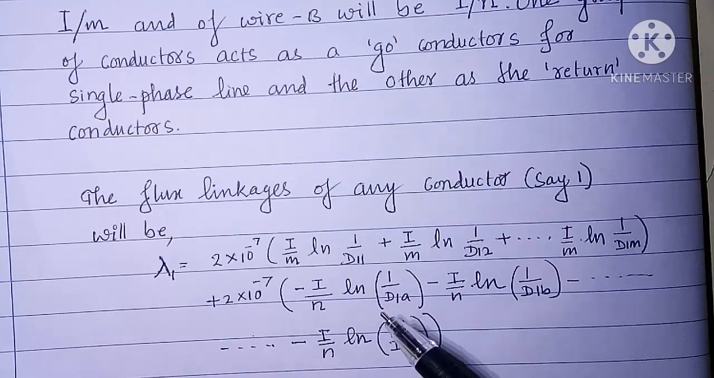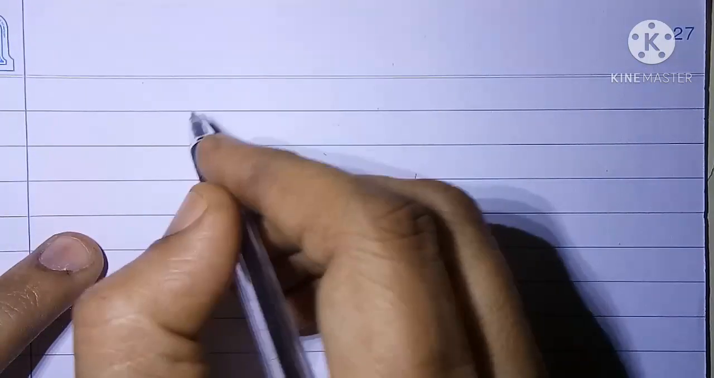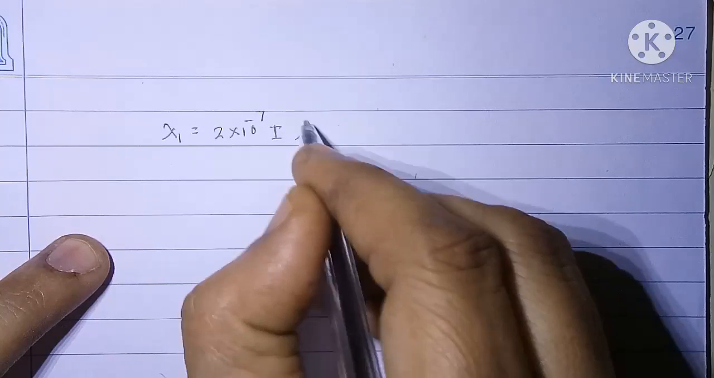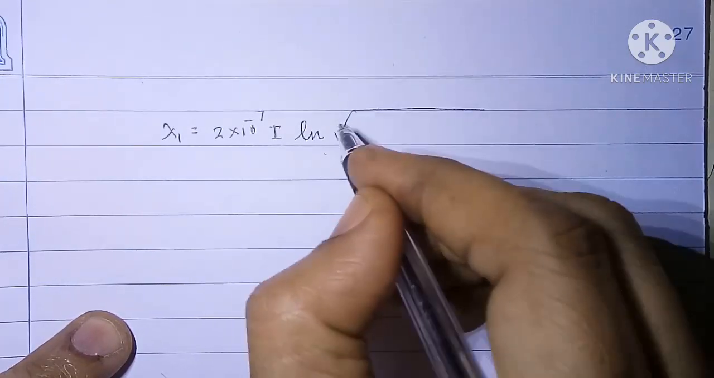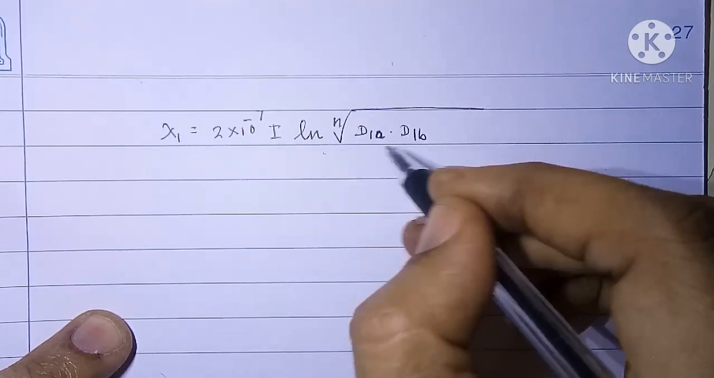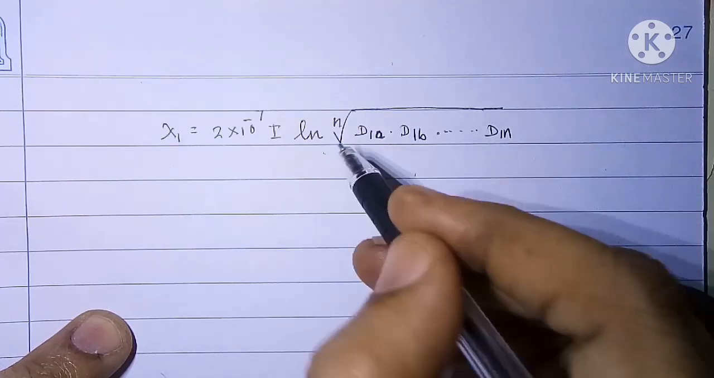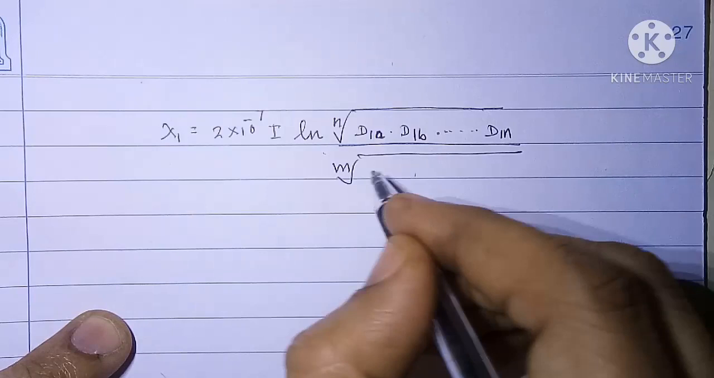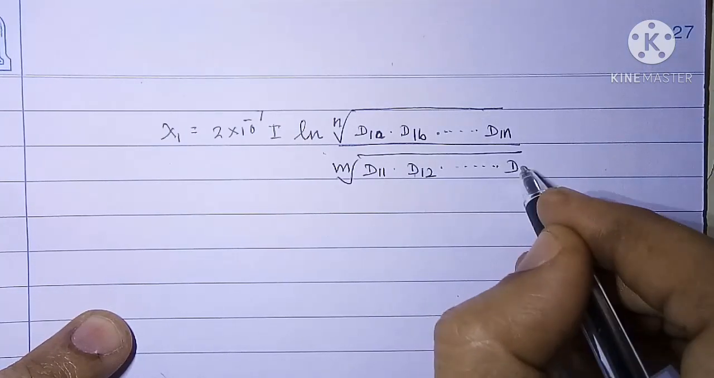Using laws of logarithm, we can simplify lambda 1 as 2 into 10 raised to minus 7 I into ln of nth root of d1A into d1B into and so on up to d1N by mth root of d11 into d12 into and so on up to d1M.